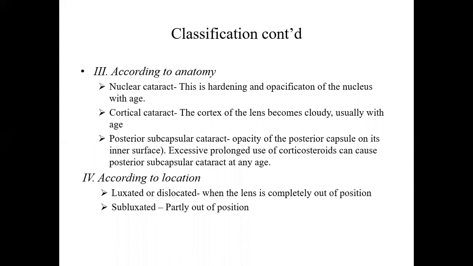We can as well classify cataract according to the location of the lens. Now, not the location of the opacification in the parts of the lens, but the location of the lens itself. The lens can be cataractous and luxated or dislocated when the lens is completely out of position. That means zonules on both sides are broken and the lens falls in the anterior chamber or in the posterior chamber within the vitreous.